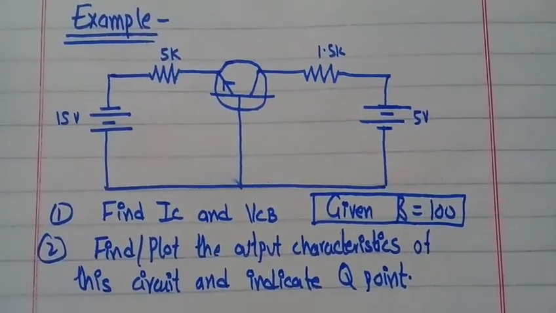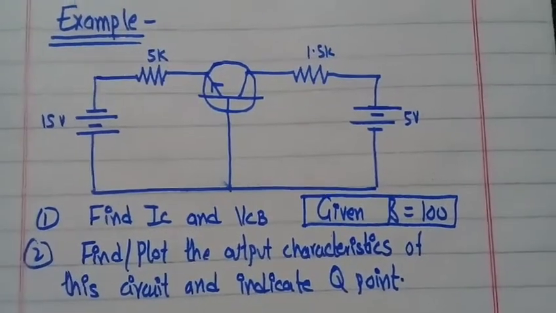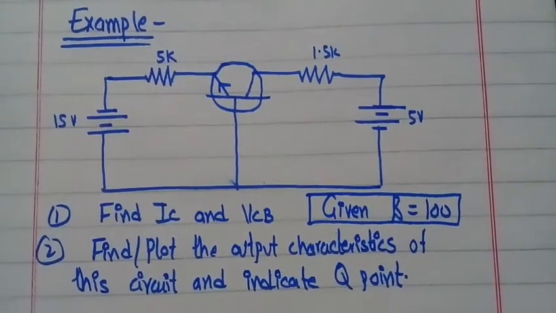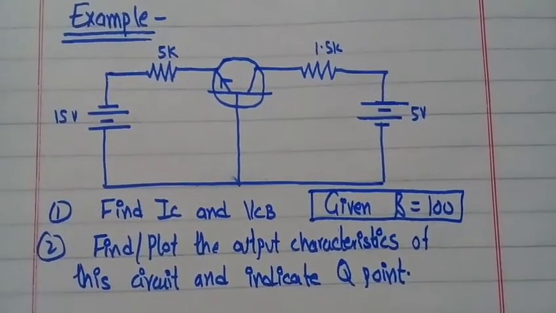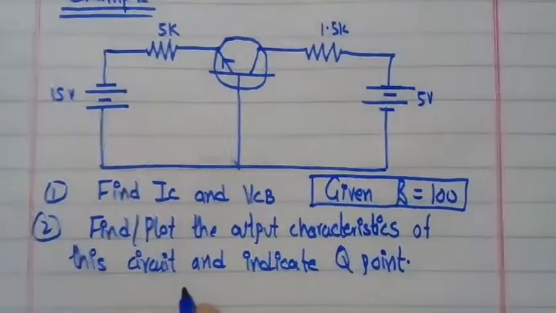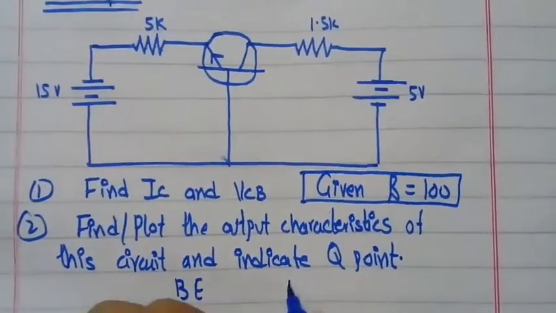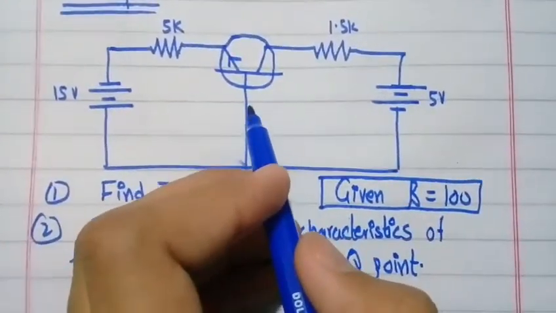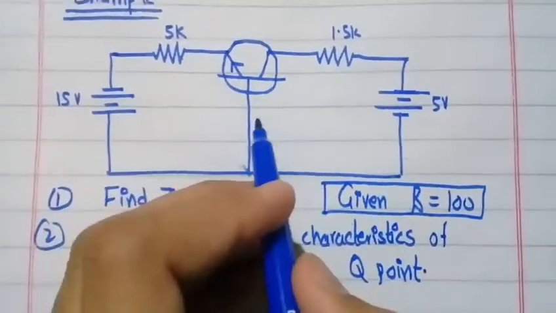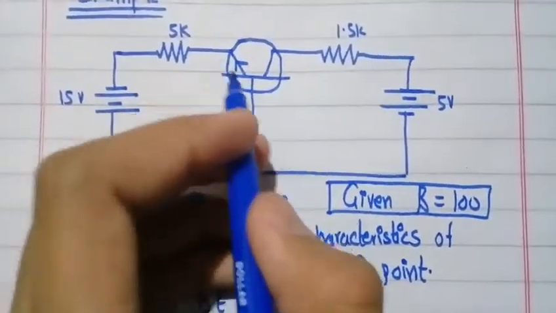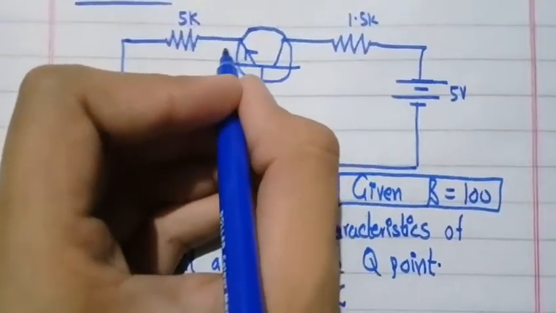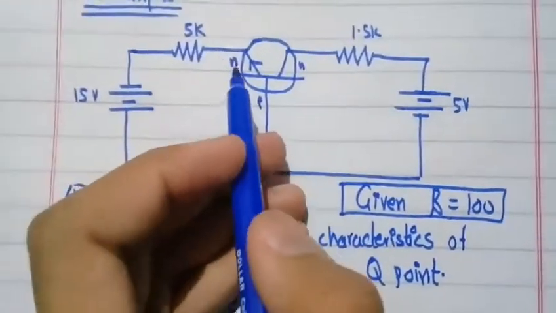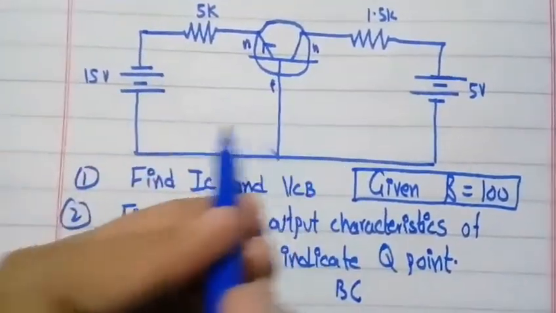As we already know, to solve any transistor circuit, step 1 is to check whether the transistor is working or not. A transistor is working when its base emitter junction is forward biased and its base collector junction is reverse biased. So this will be the base emitter junction and this will be the base collector junction, because this is base, this is collector, and this is emitter. This is an NPN transistor, and negative is connected with negative and positive is connected with positive.